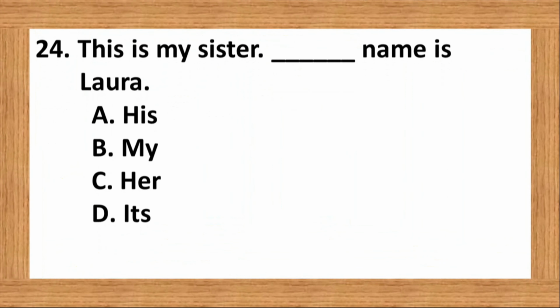(24) This is my sister. Blank name is Laura. A, his. B, my. C, her. D, its.